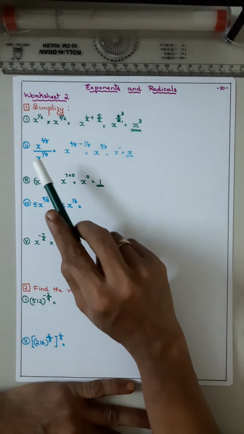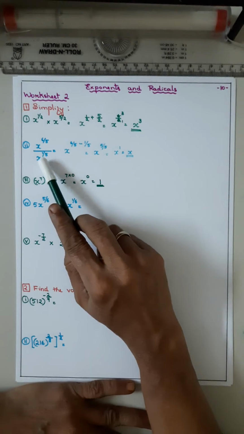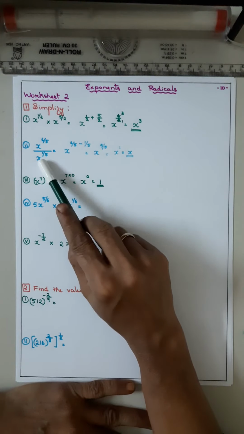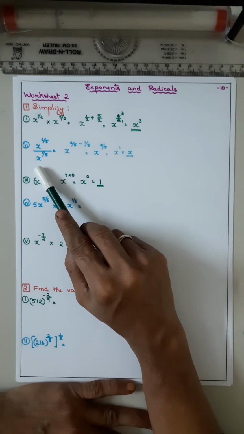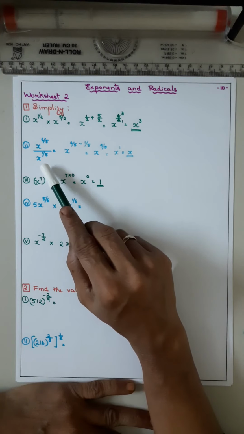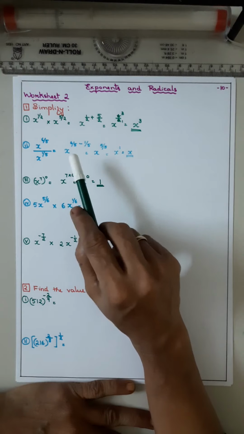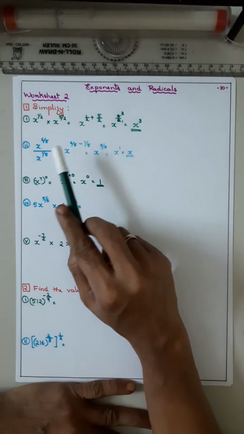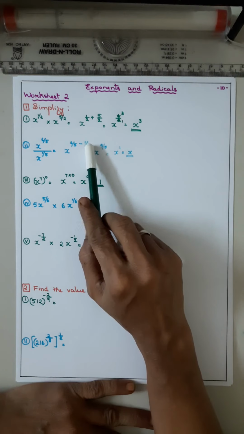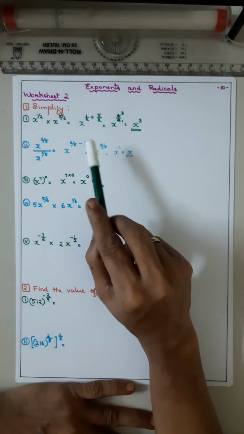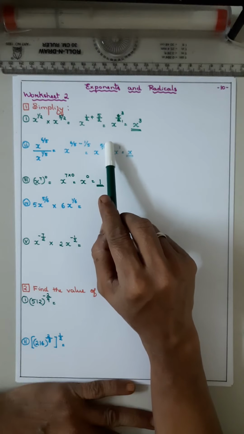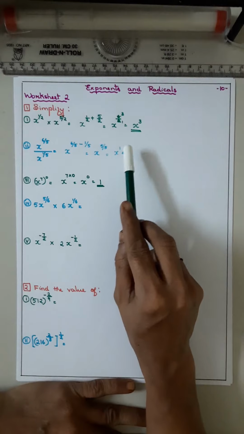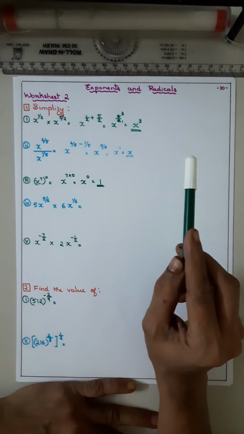Now second sum, x to the power 6 by 5 upon x to the power 1 by 5. Now bases are same and it is division. So what is the law? It is subtract the powers, isn't it? So x to the power 6 by 5 minus 1 by 5. So that is equal to x to the power 6 minus 5 is 5 upon 5. 5 by 5 is 1. So x to the power 1, that is x.